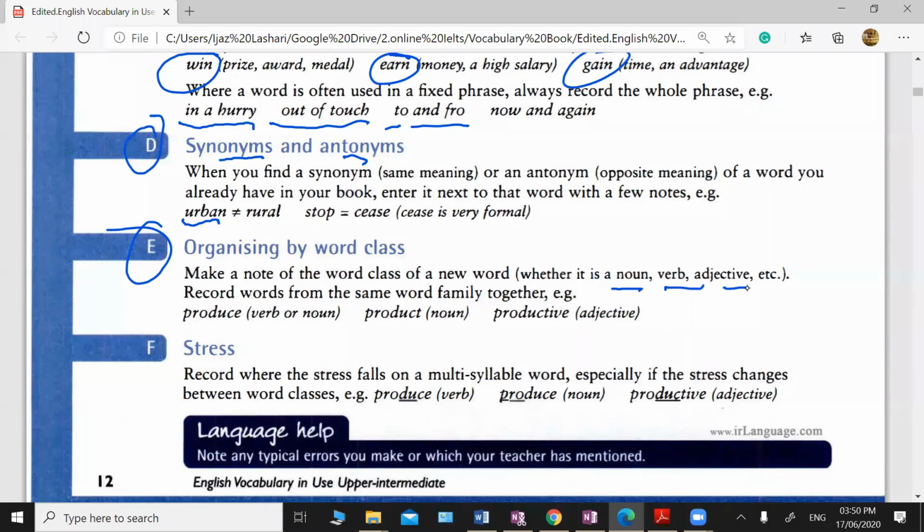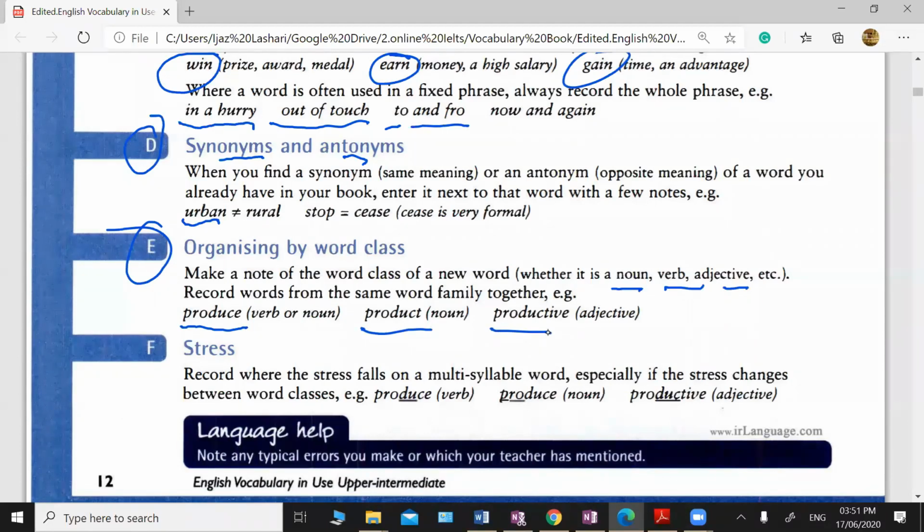For example, here we have this word. This word is a verb and a noun at the same time. It depends on how you pronounce the word. It can be pronounced as produce as a verb and produce as a noun. Product is the noun and then productive is the adjective.